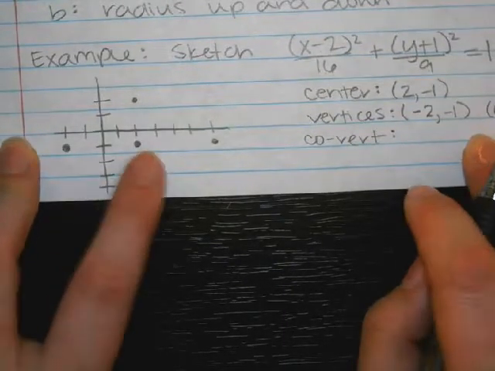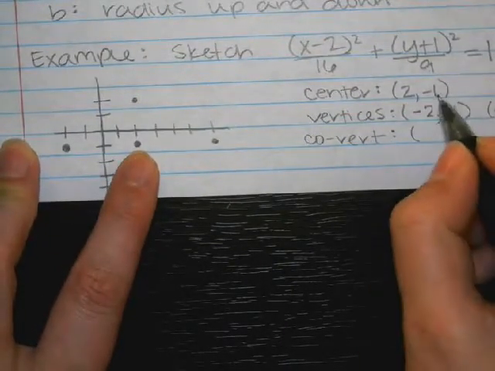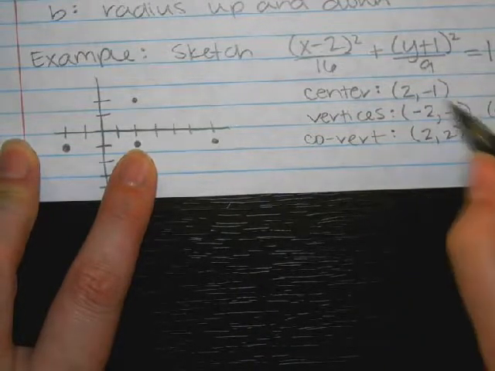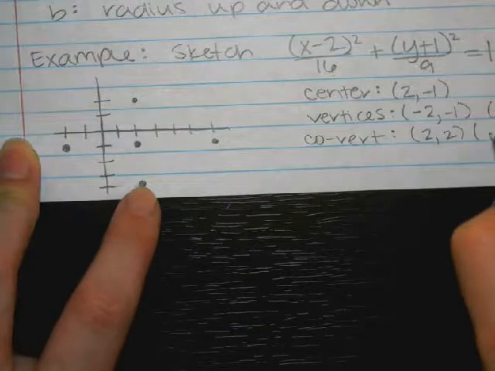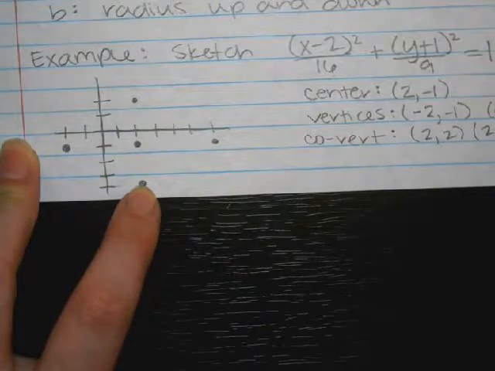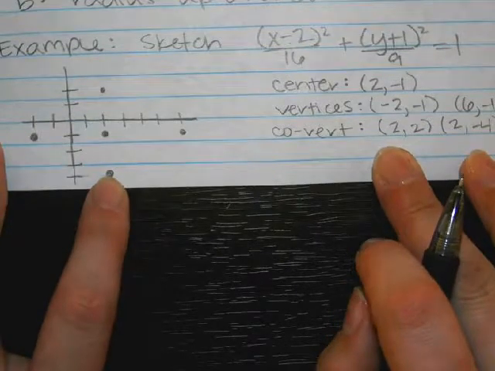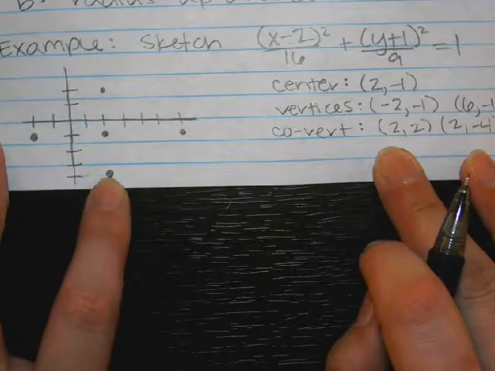So if we have the point 2, negative 1, and we went up 3, then that's 2, 2. From the point 2, negative 1, if we went down 3, that's 2, negative 4. And again, you can get that by looking at the picture, or you can get that by taking the y coordinate and adding 3 to it and subtracting 3 from it.